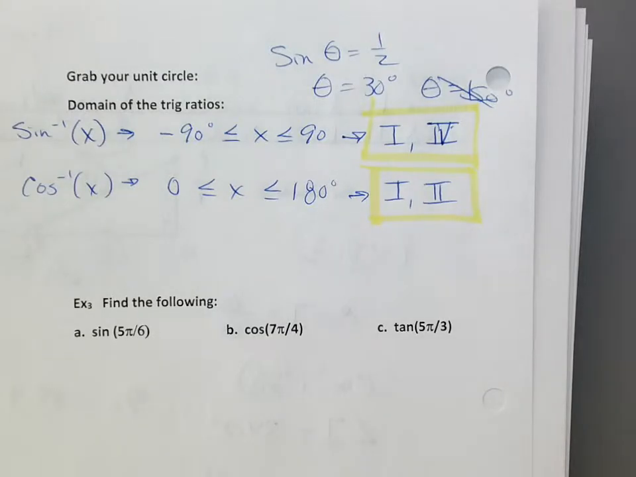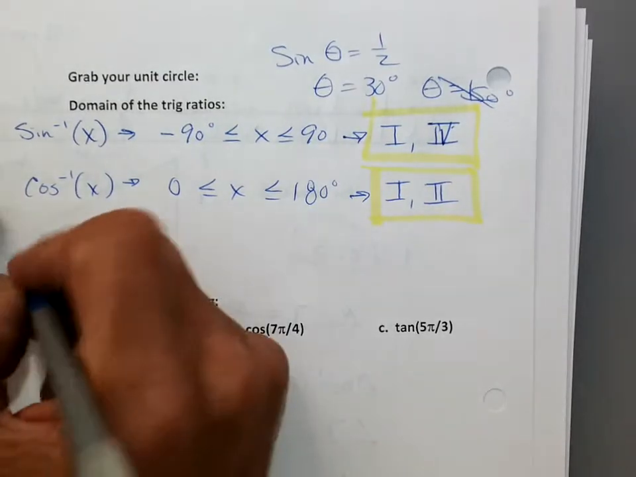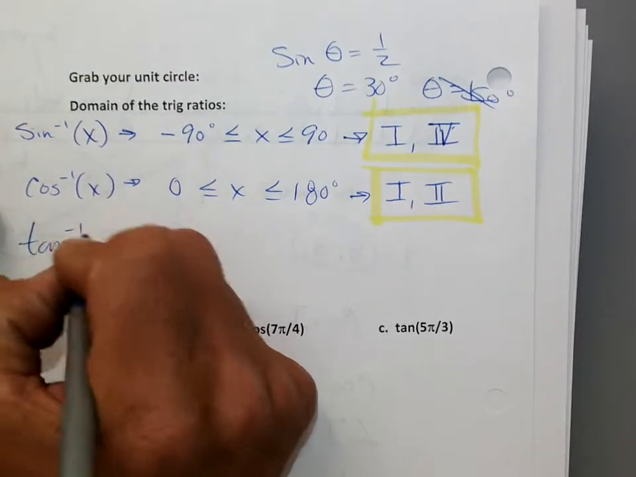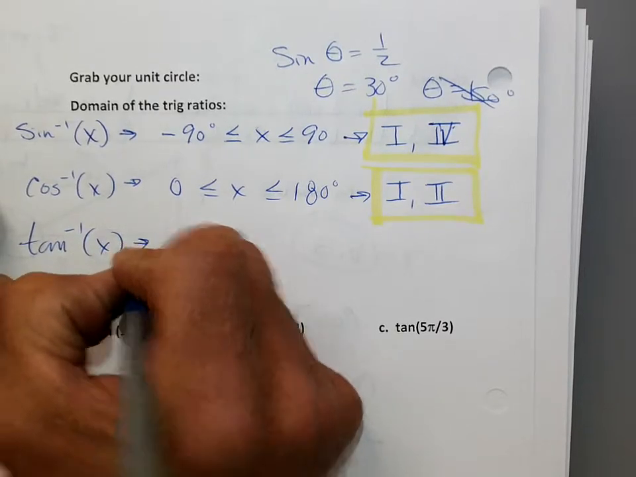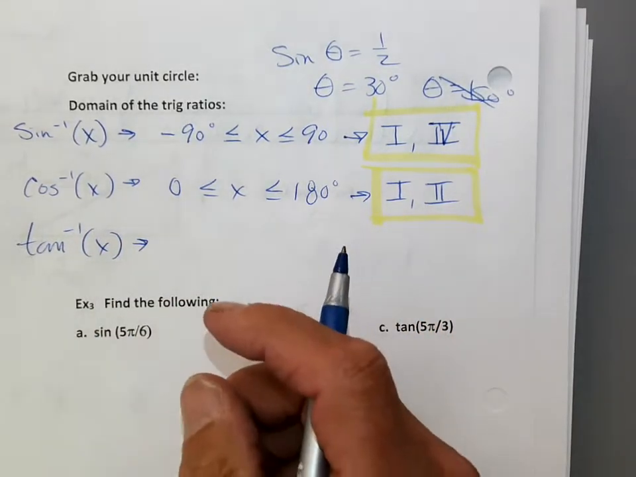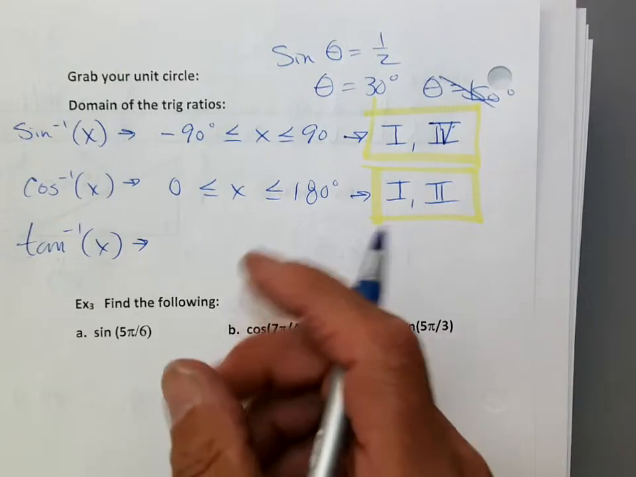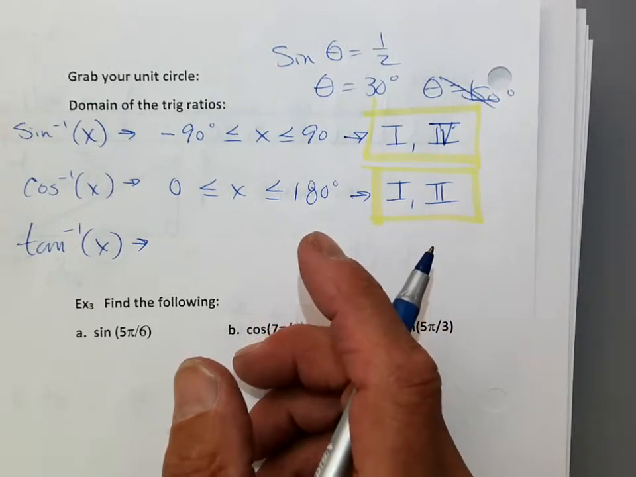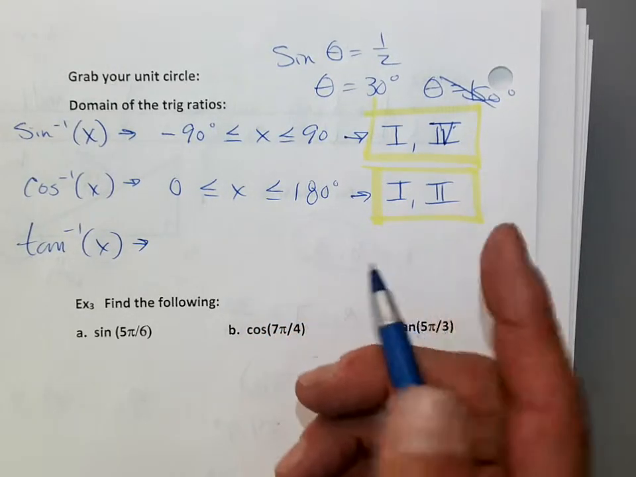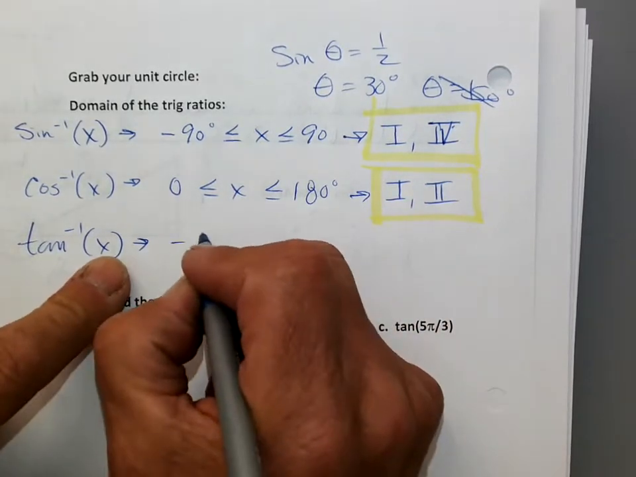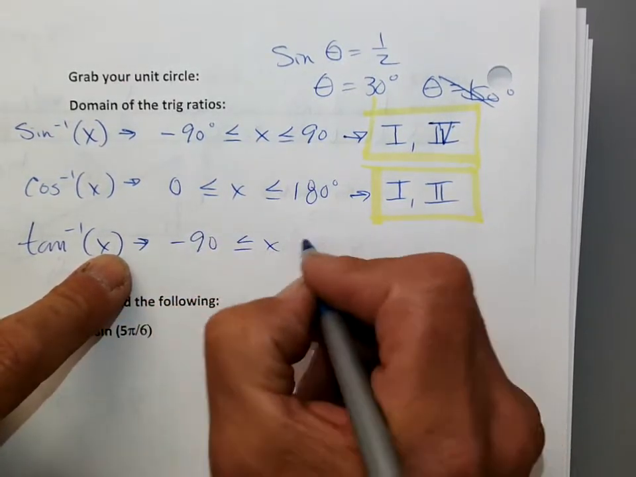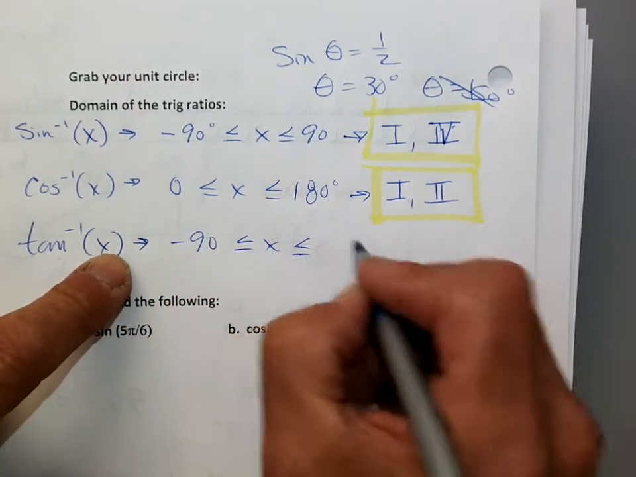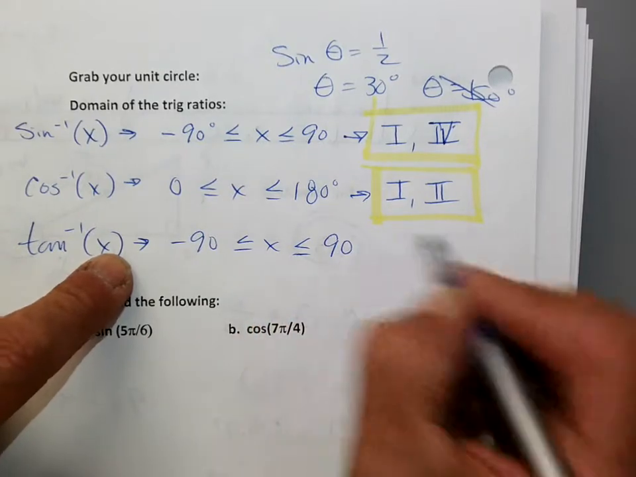And then finally tangent, okay? Tangent inverse of x. Quadrants 1 and 3, right? Actually, it's going to be 1 and 4 because 3 is too far to go. 1 and 3 actually repeat. So we're going to go from, again, negative 90 to positive 90. Oh, I made a mistake. I really did. Now I have to fix this.